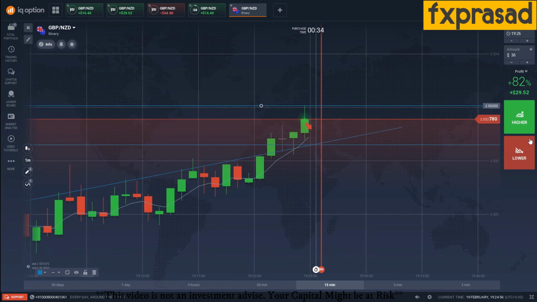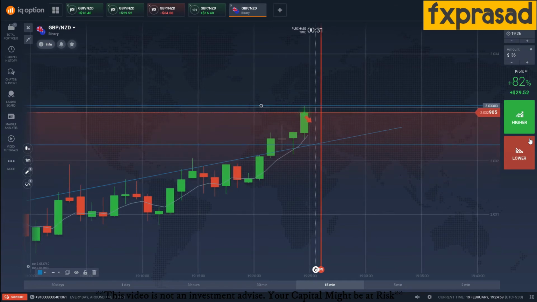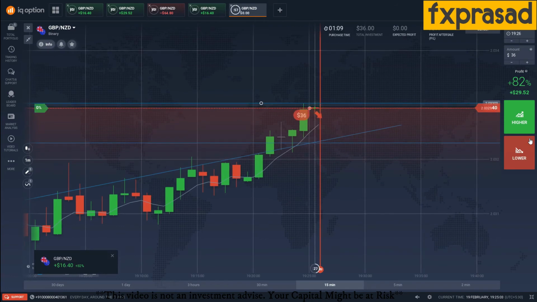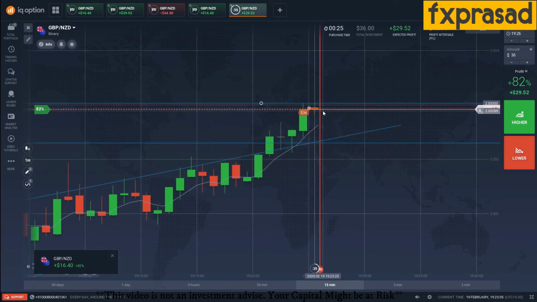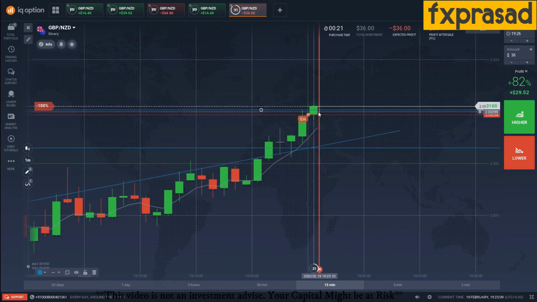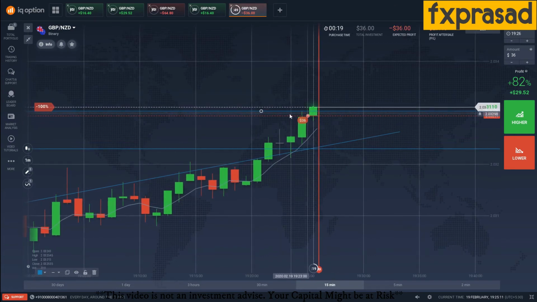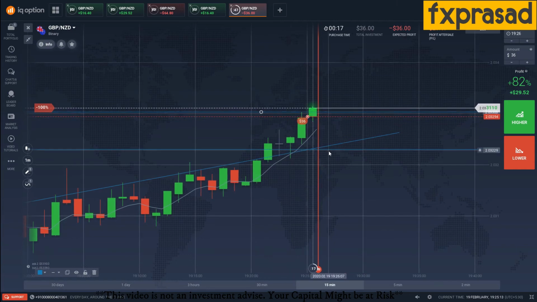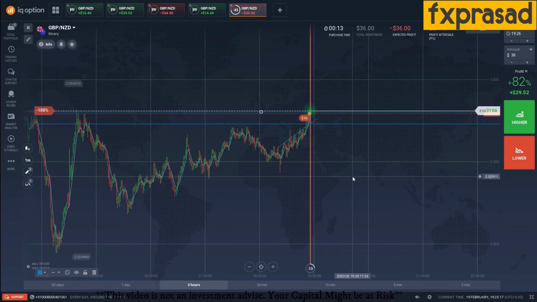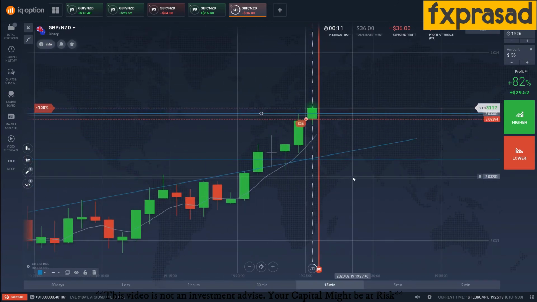I go with sellers from this level. This is the previous resistance level. From this level sellers may enter because of the round number. See, this is the level. Let's see what happens.